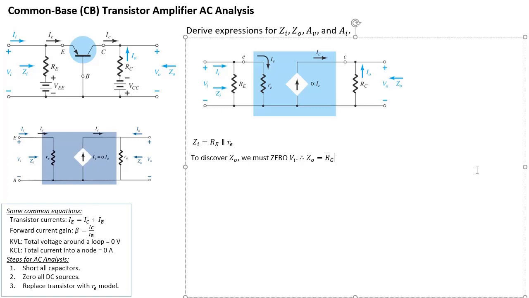Okay. So therefore, ZO becomes RC. So we're done. So that's pretty much it about ZO. So this is fairly easy to figure out what ZI and ZO are, the impedances, right? Input and output. All right. So next we'll work out what AV might be and what AI might be.